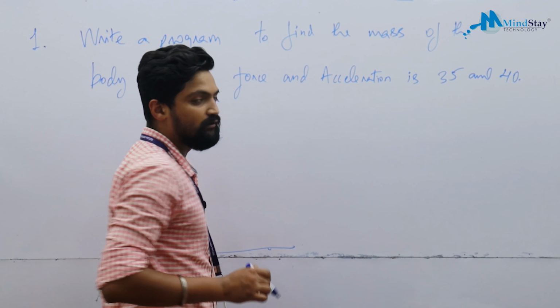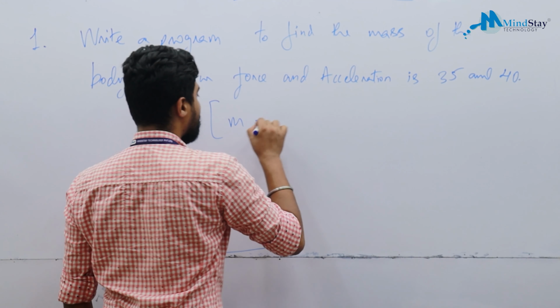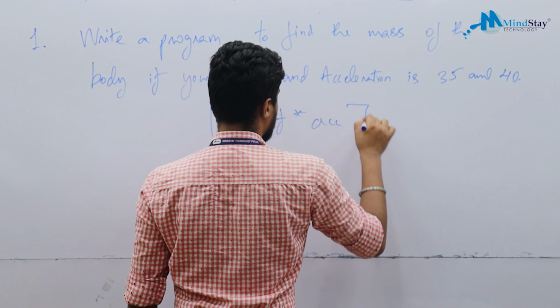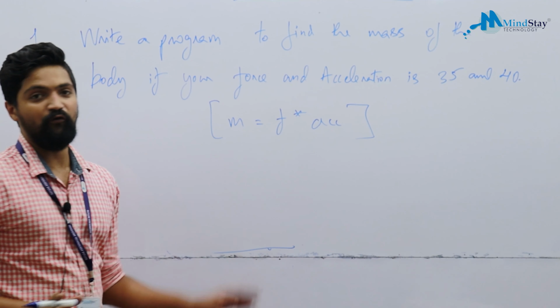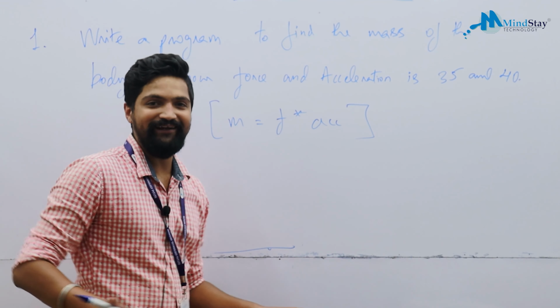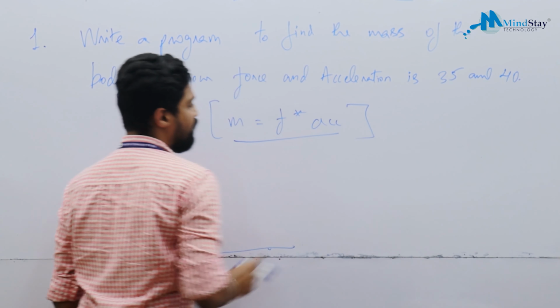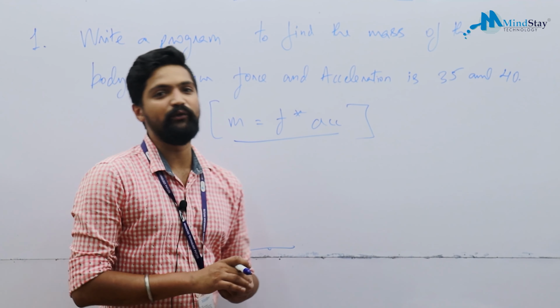And we are given a formula. So mass is equal to force multiplied by acceleration. Now the formula might be wrong, might be right, we have nothing to do with that. What are we being provided? A simple formula, and we'll be using this formula to write the code.